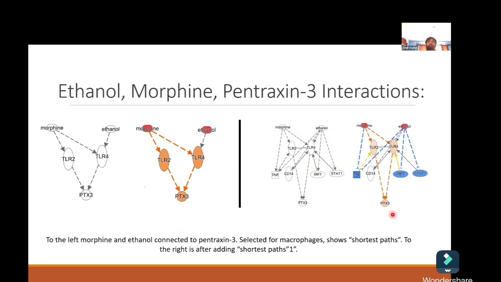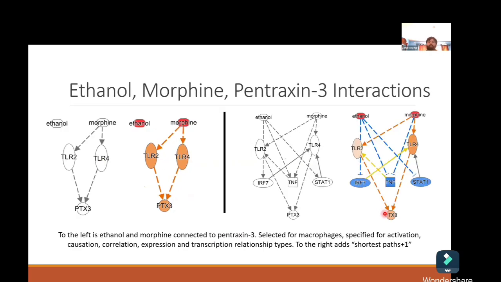And then I also wanted to analyze both of them combined. So morphine plus ethanol, their combined effect on pentraxin 3. We found in the case of shortest paths, there was predicted activation. In the case of shortest paths plus 1, we found that there is also predicted activation, but to a lesser degree. And when we looked at the specific relationship types, activation, causation, etc., we find that ethanol and morphine in shortest paths does have a connection, does lead to predicted activation. However, ethanol does not share a connection. That's just how the algorithm made the connection there. And adding shortest paths plus 1 showed predicted activation of pentraxin 3 as well.